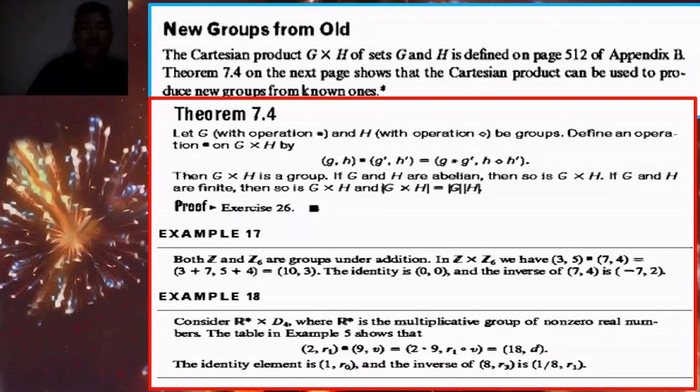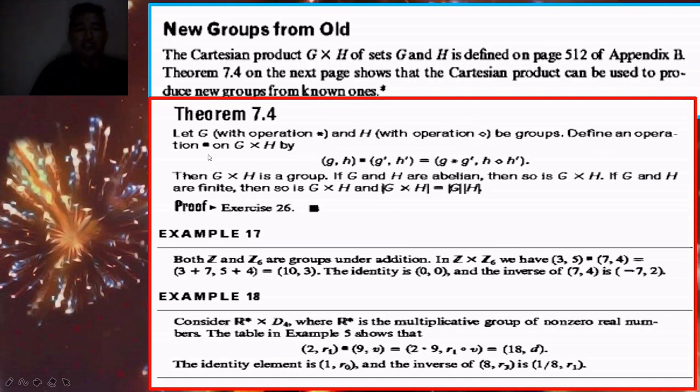So now, new groups from old. So the Cartesian product G cross H of sets G and H is defined on page 512 of Appendix B. Theorem 7.4 on the next page shows that the Cartesian product can be used to produce new groups from known ones. So kana, G with operation star, then H with operation composition of functions, both groups. Actually, pwede na sila same ang operation, class.